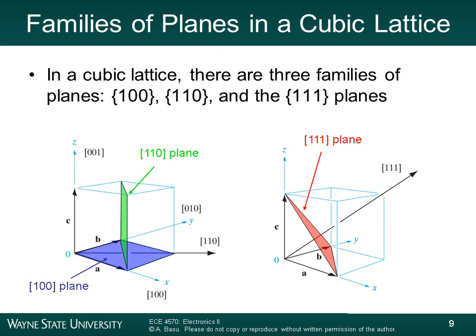So we can also talk about the different families of planes in a cubic lattice. This is a lot of material science. But if we take that diamond lattice, if we take a block of silicon, we can actually cut it in a lot of different ways. We can cut it vertically, horizontally, we could even cut it at a specific angle. And what's interesting is that depending on what angle you cut the block of silicon, you'll have a different density of atoms on the surface.